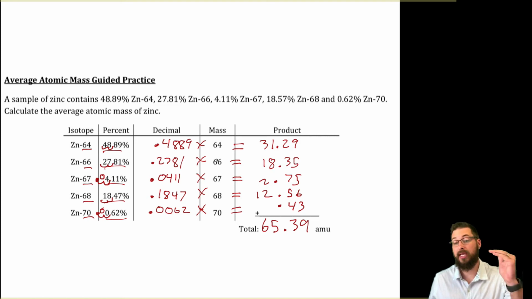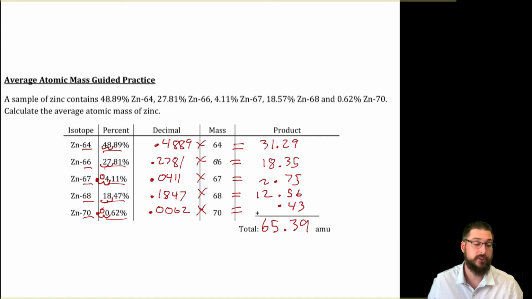Notice how that number is between 64 and 70, and it is closer to 64 because that is the most abundant. Now, I know that technically it's closer to 66, but I want you to see why that is. It's closer to 66 because there's a lot of zincs that have a high mass. So, just a quick tip, you only need to write 2 decimal places.